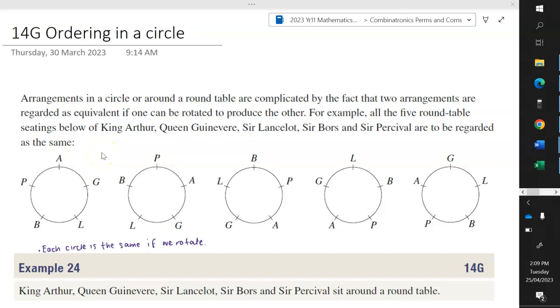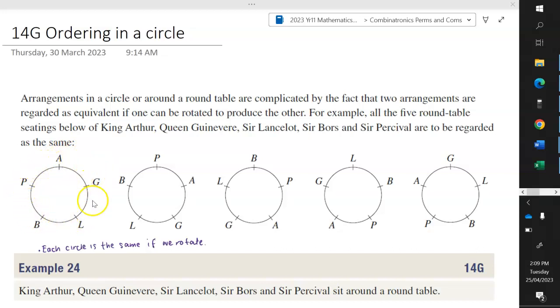For example, all the 5 round tables below, and they seat King Arthur is A, Queen Guinevere is G, Sir Lancelot L, Sir Bors is B, and Sir Percival is P. These are all regarded the same. If we have a look at what's happened here, we're moving our people clockwise around the circle. If I see Arthur first, then going clockwise, I see Guinevere, Lancelot, Bors, and Percival.